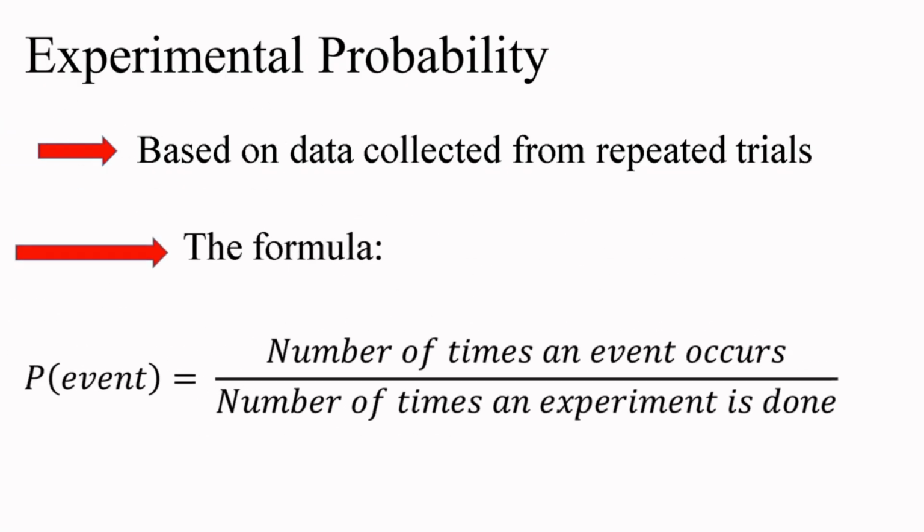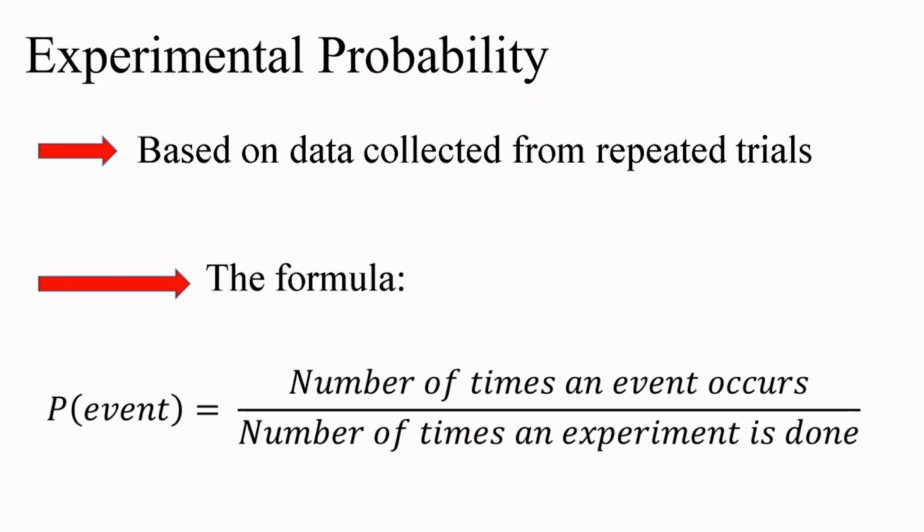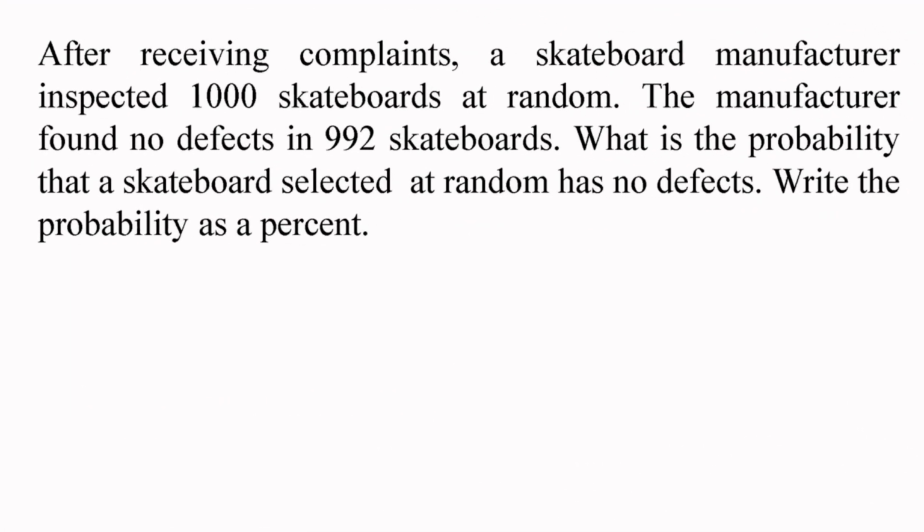So we are going to conduct several experiments, and based on that data, we are going to find the experimental probability. And the formula that we are going to use is going to be P is equal to number of times an event occurs divided by number of times an experiment is done. Okay, let's solve an example about experimental probability.